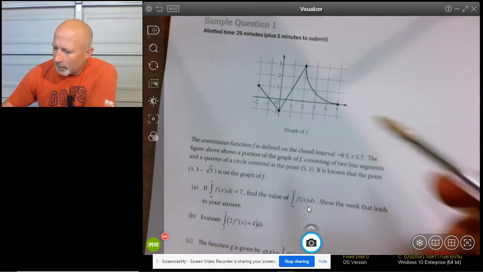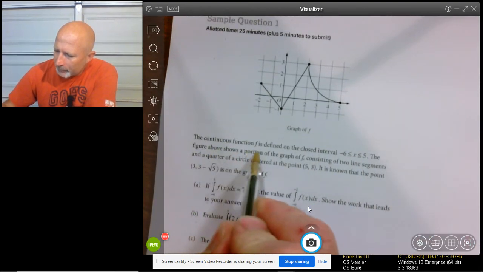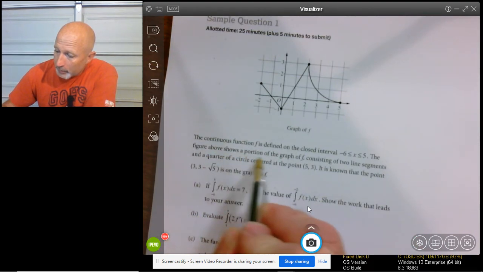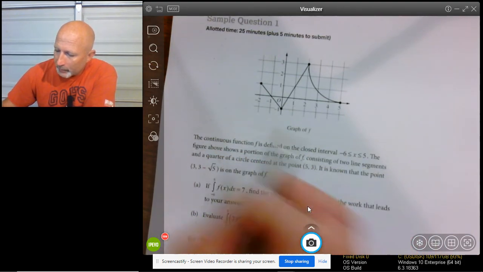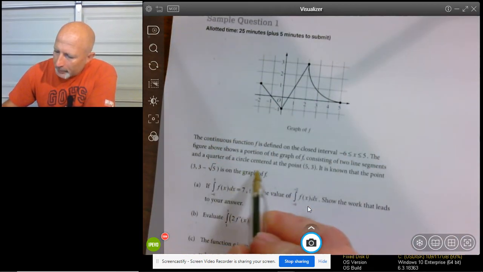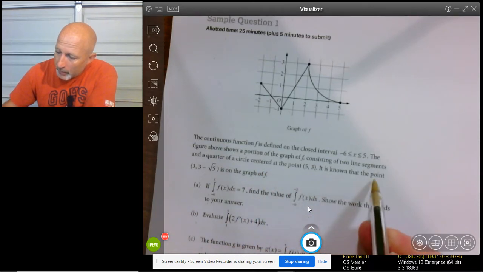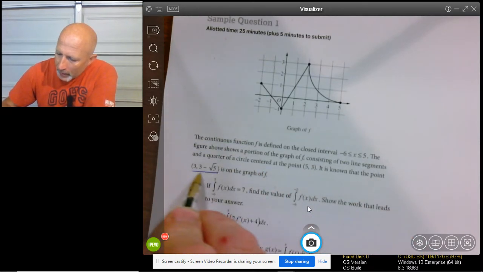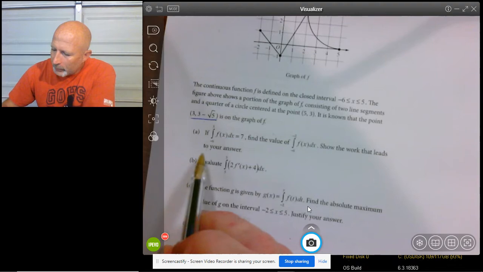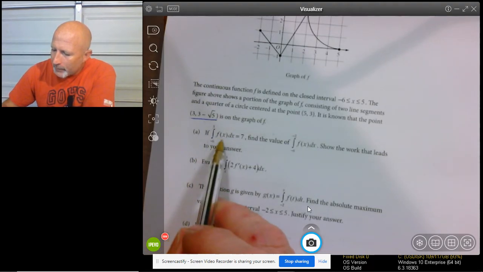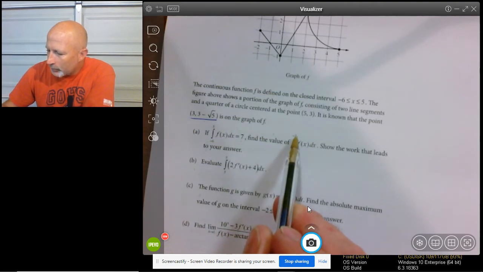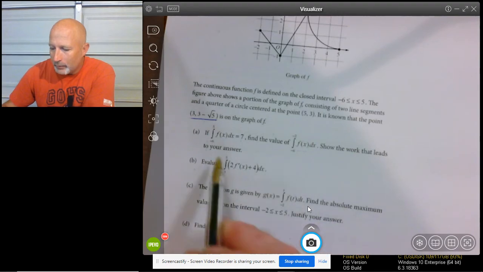Okay, so you have this graph here, and it says the continuous function f is defined on the closed interval from -6 to 5. The figure above shows a portion of the graph of f consisting of 2 line segments and a quarter circle. So that's a quarter circle centered at the point (5, 3). It is known that the point (3, 3 minus the square root of 5) is on the graph of f. Okay? So if the integral from -6 to 5 of f of x dx equals 7, find the value of the integral from -6 to -2 of f of x dx. Show the work that leads to your answer, okay?